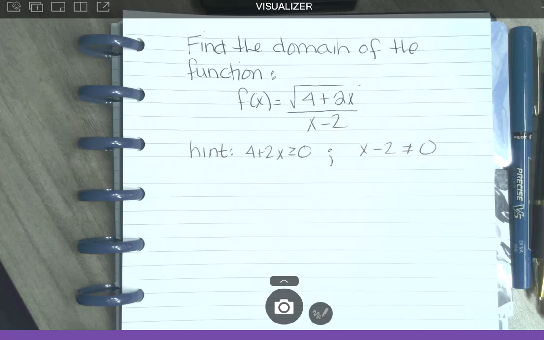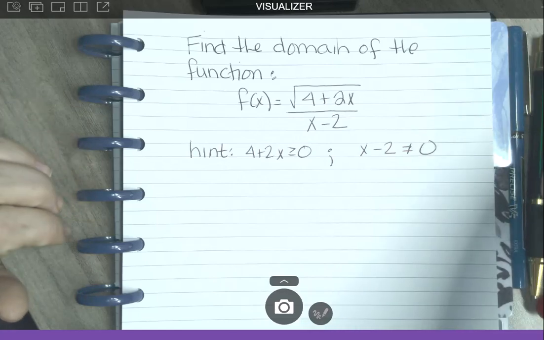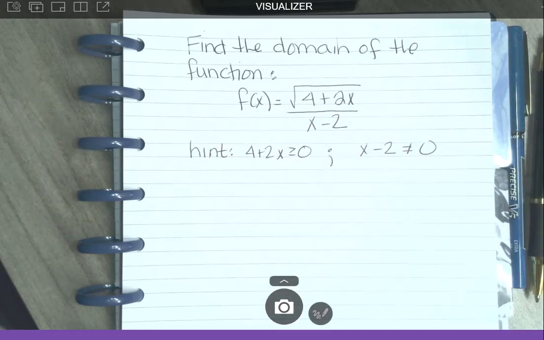Find the domain of the function f of x equals the square root of 4 plus 2x all over x minus 2. In the question, it gives us a hint. 4 plus 2x has to be greater than or equal to 0, and x minus 2 cannot equal 0. Let's talk about the hints for a second. They basically tell us what the answer is, but where did it come from?